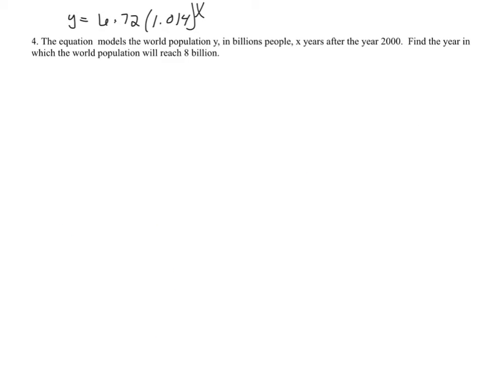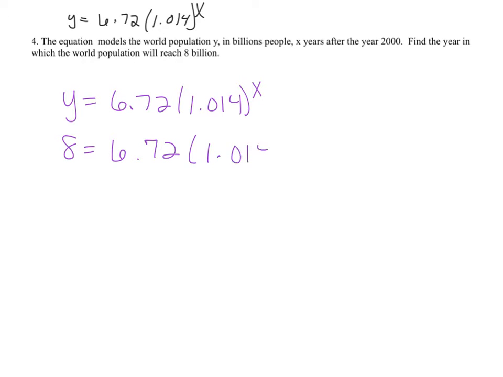The next question says, the equation y equals 6.72 times 1.014 to the x models the world population y in billions of people x years after the year 2000. Find the year in which the world reaches 8 billion. So I'm going to set y equal to 8 because y represents your population. And from here I'm going to solve for x. x is in your exponent, so logs are going to come into play, but the first thing you should do is get rid of the things from the base and the exponent. That's the first thing you should try to get alone.